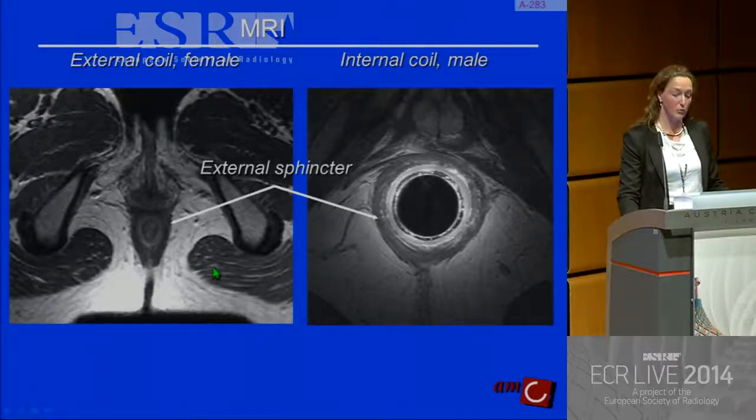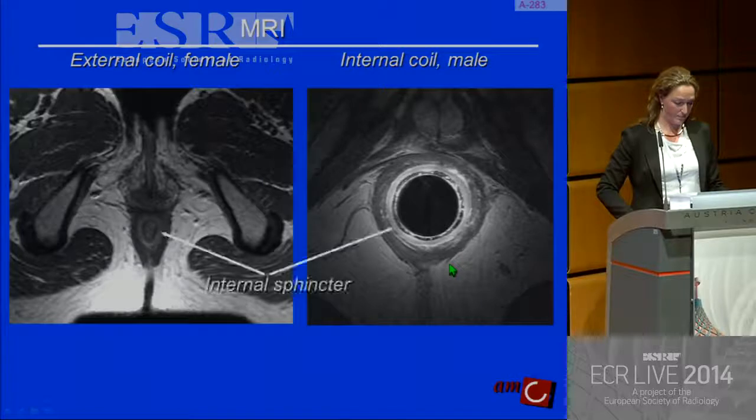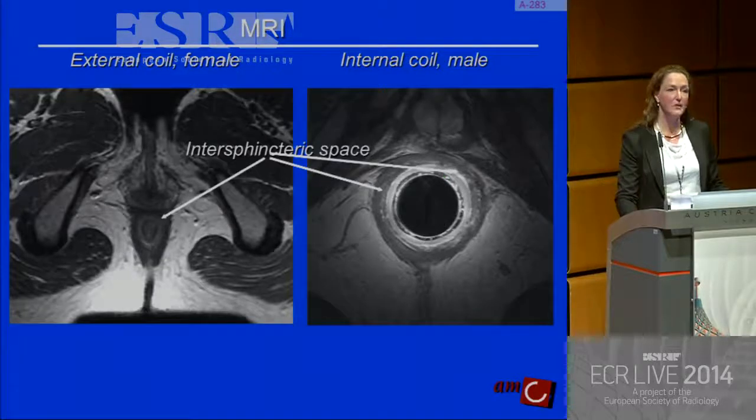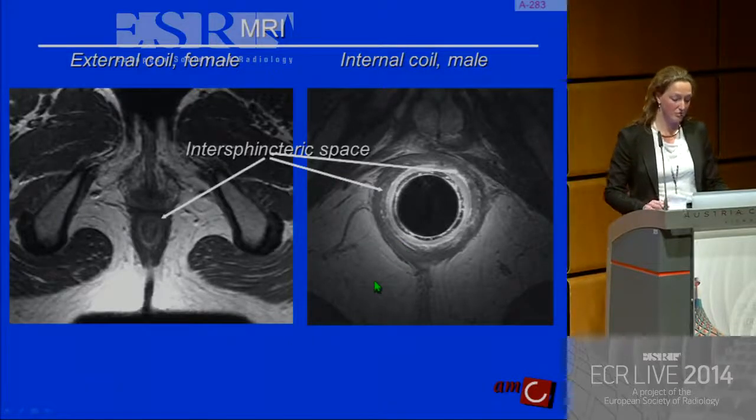And then you see the external sphincter, so the hypo-intense external sphincter. And here you see it as well, nice ring-like structure. The relatively hyper-intense internal sphincter, also nice complete ring. And then the intersphincteric space. And then you can appreciate it on the phased array images. Well, you know where it should be, but you cannot see it. And then when you use the internal coil, you can even see the fat in the intersphincteric space. So definitely a higher spatial resolution.